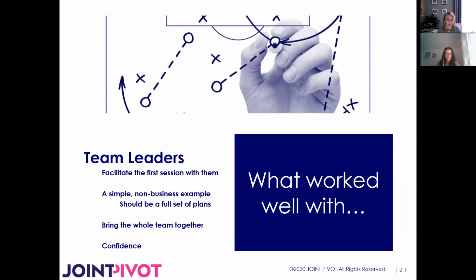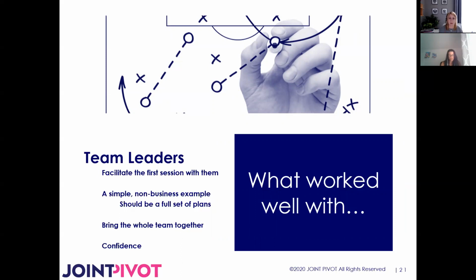So what did work well with our teams, with our team leaders? One, facilitate that first session with them. Going in and helping them set it up, at least doing like a half an hour, 45 minutes with them, and maybe they can handle the last hour and a half to 2 hours that they would be going through putting this together, doing that first session with them. So they had a safe environment to practice in, they felt supported, and they knew what they needed to do next.